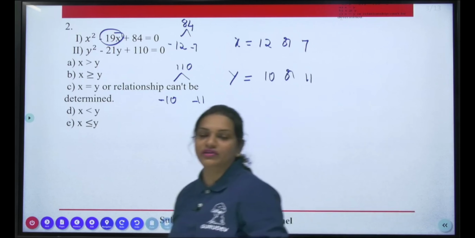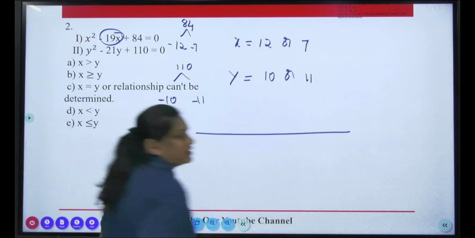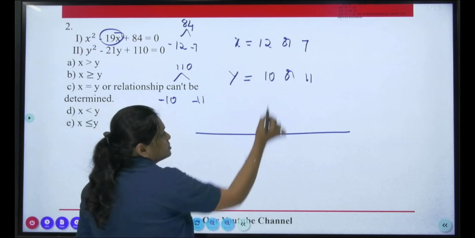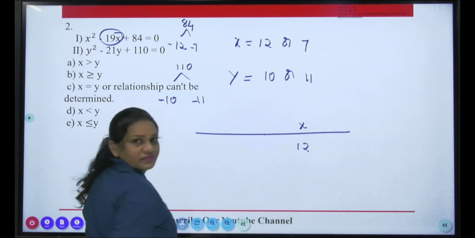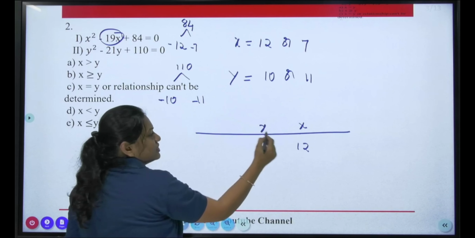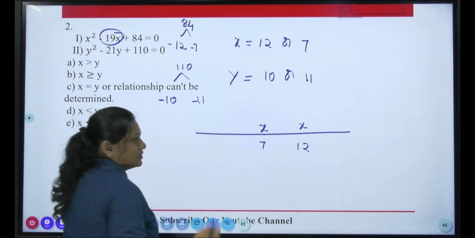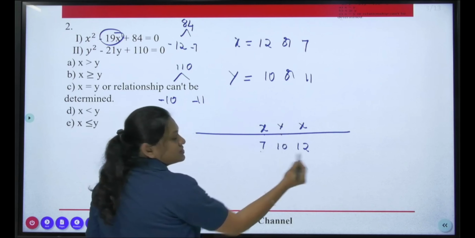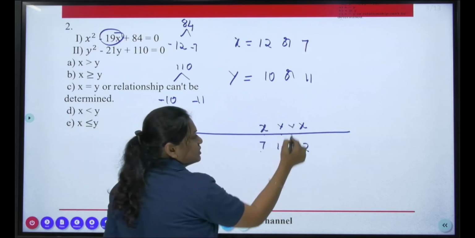Again, we need to compare the roots. Take a number line, then start pointing these numbers. So 12 and 7. Somewhere it is 12, so this is the value of x. Next we have 7. Before 12 only, the x value 7 will come, so it is again an x root. Next 10 is there. 10 will be somewhere around here, in between 7 and 12. Next 11 will also come here only.